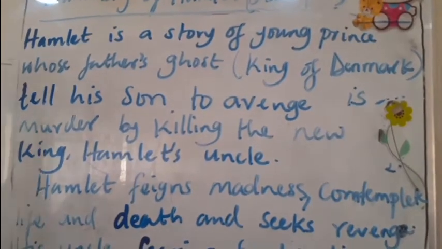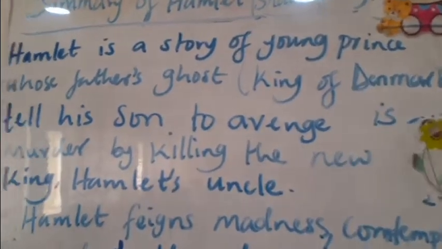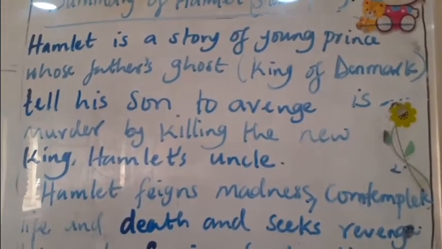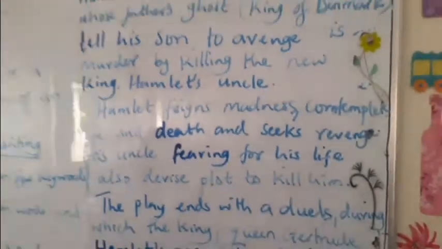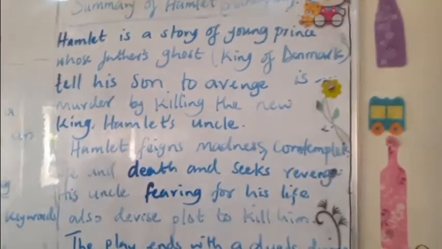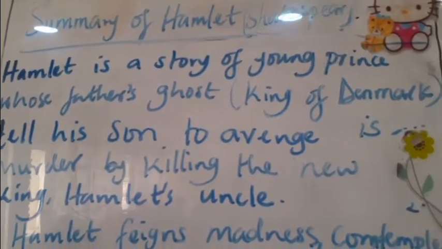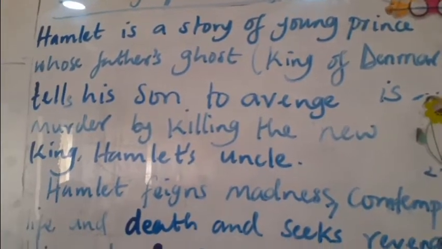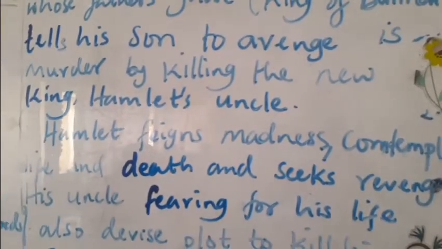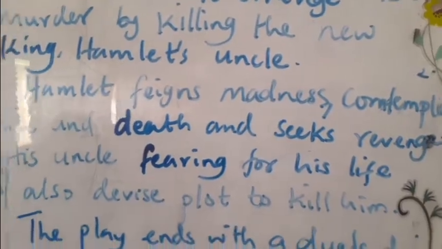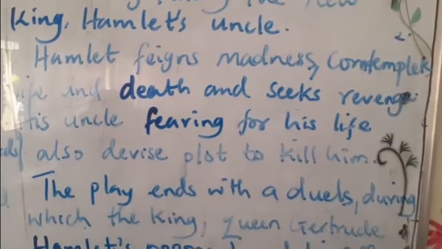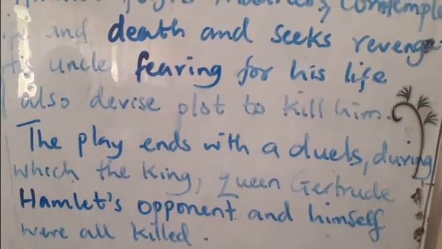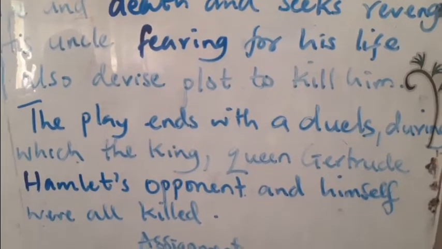Now, Hamlet is a story of a young prince. This book runs into chapters. It runs into acts and scenes. It is over 100 pages. But see what is being summarized here. Hamlet is a story of a young prince whose father's ghost, the King of Denmark, tells his son to avenge him by killing the new king, Hamlet's uncle. Hamlet feigns madness, contemplates life and death, and seeks revenge. His uncle, fearing for his life, also devises plots to kill him. The play ends with a duel, during which the king, Gertrude, Hamlet's opponent, and Hamlet himself are all killed.